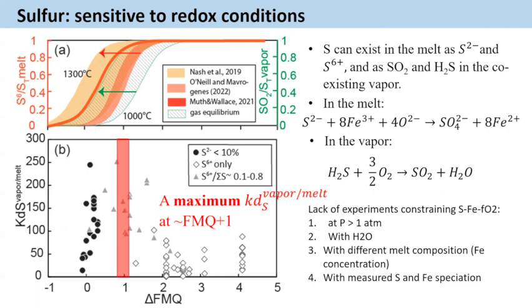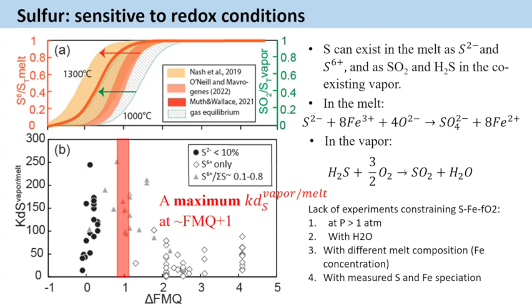However, when we look at arc magmas, they are usually at greater depths and contain some water. So what we really need is systematic experimental constraints on how sulfur speciation changes as a function of fO2 at pressure higher than 1 atmosphere with water, and ideally with different melt compositions. For example, iron concentration is likely to matter. And more importantly, all the experimental products need to be measured for sulfur and iron speciation to calibrate the models.